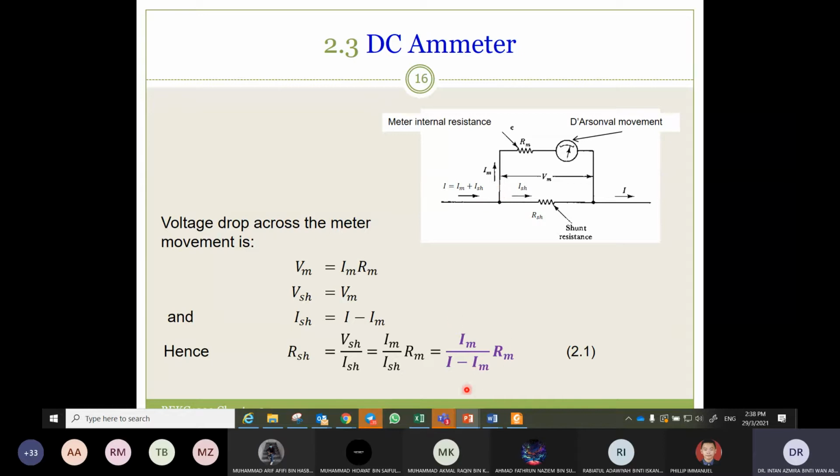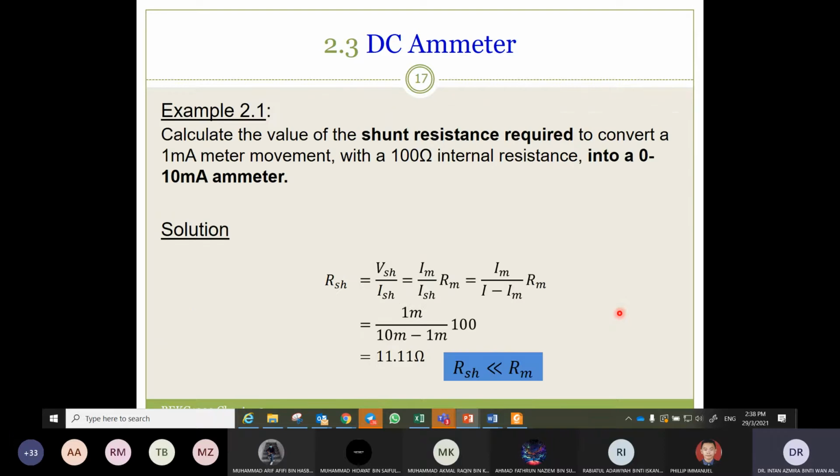There is no need to remember this equation because it is a derivation. It depends on the question. You just use Ohm's law and Kirchhoff's current law: I is equal to Im plus I shunt is Kirchhoff's current law. So only Kirchhoff's current law and Ohm's law apply here. Okay, this is an example.